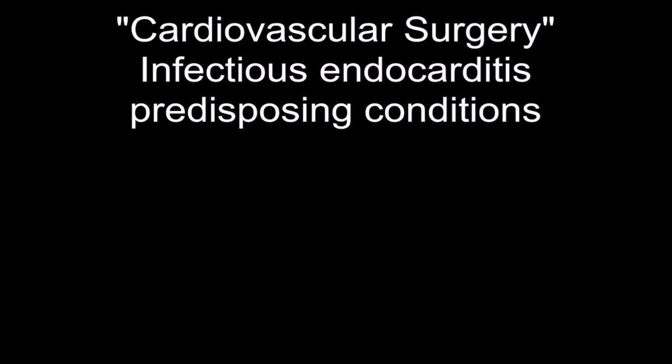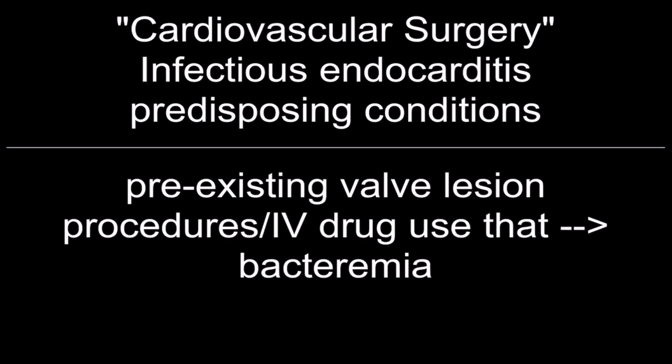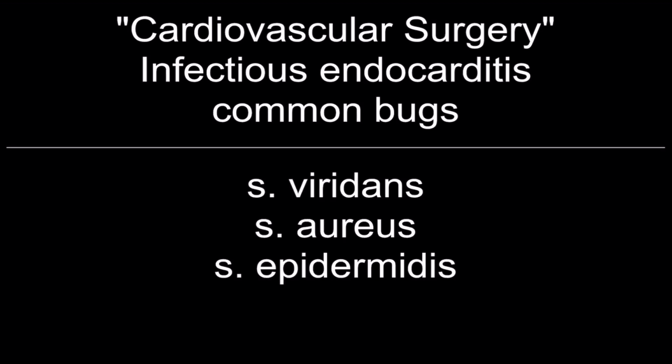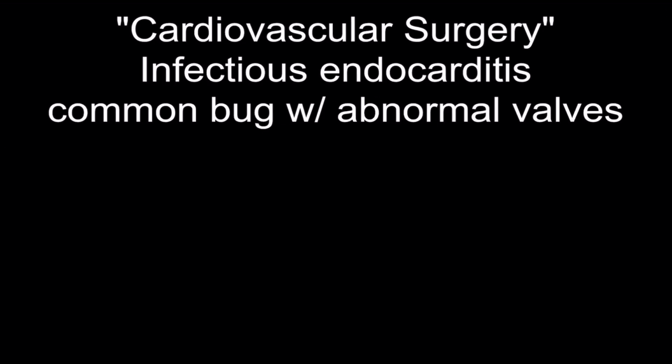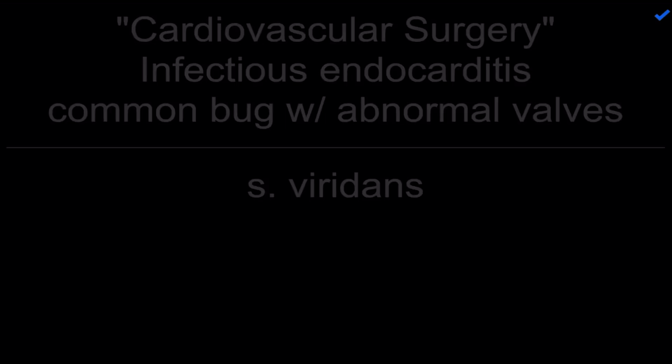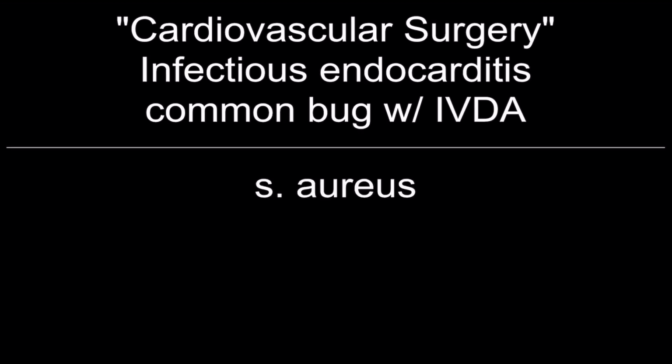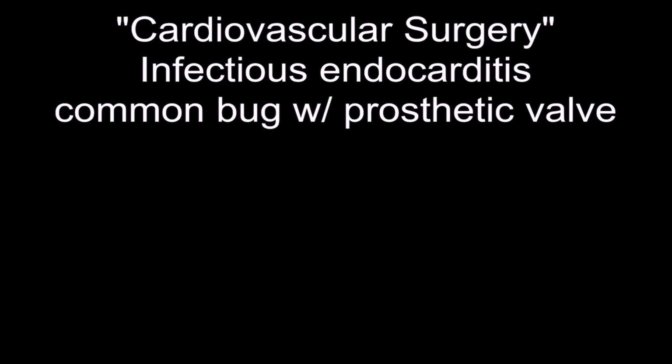Infectious endocarditis, predisposing conditions. Pre-existing valve lesion, procedures, IV drug use that lead to bacteremia. Infectious endocarditis, most common bugs. Viridans, Staph aureus, and Staph epidermidis. Infectious endocarditis, common bug with abnormal valves. Strep viridans. Infectious endocarditis, common bug with IVDA. Staph aureus.